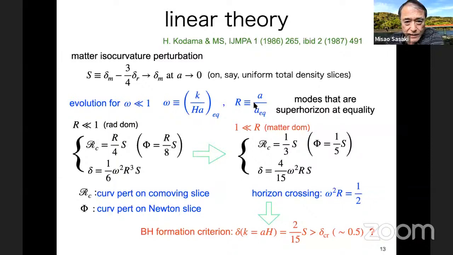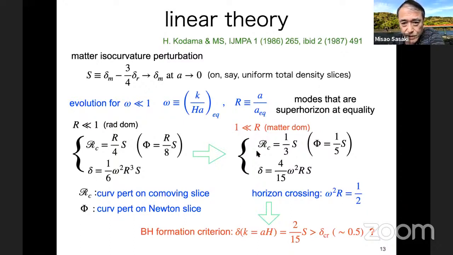Now, this R is the scale factor in units of the equal time. So when R is smaller than 1, it's radiation dominant. When R is greater than 1, it's matter dominant. And if you consider some modes which are super horizon at the time of equality, then essentially in the beginning, the curvature perturbation grows gradually and becomes a constant of order S. S is the initial perturbation amplitude.